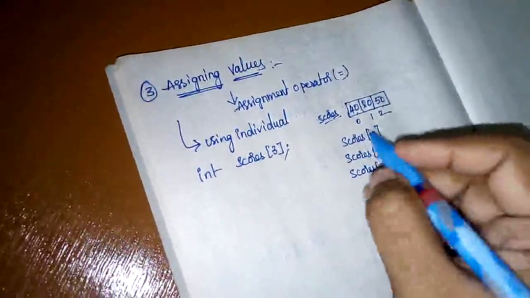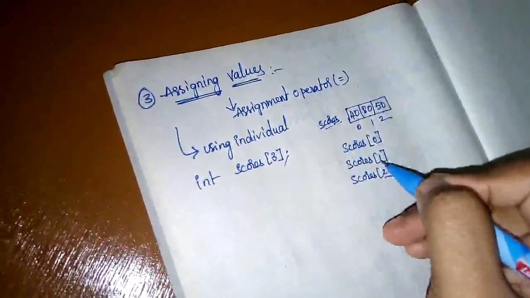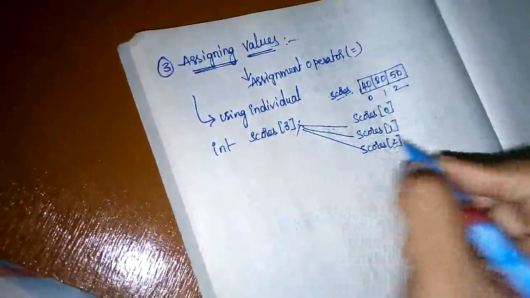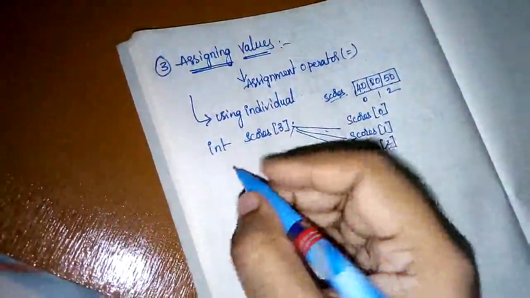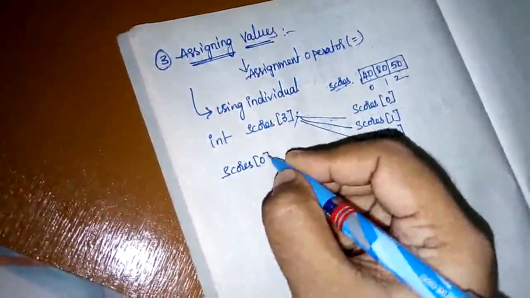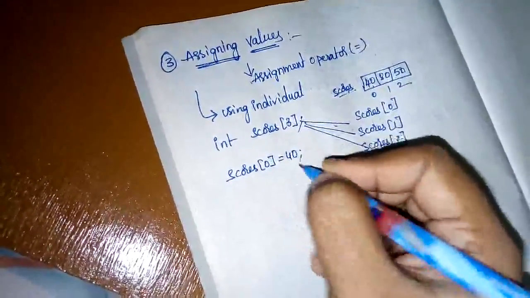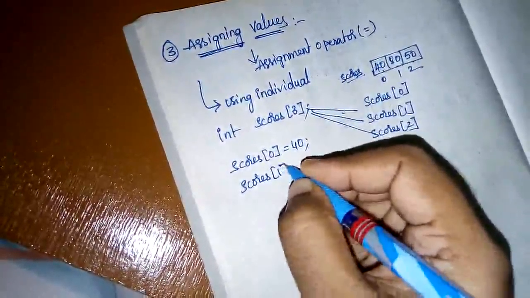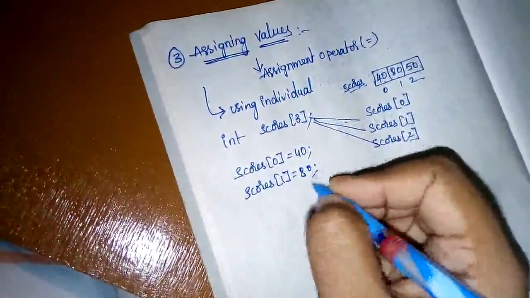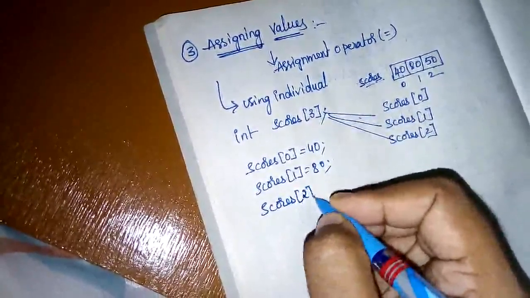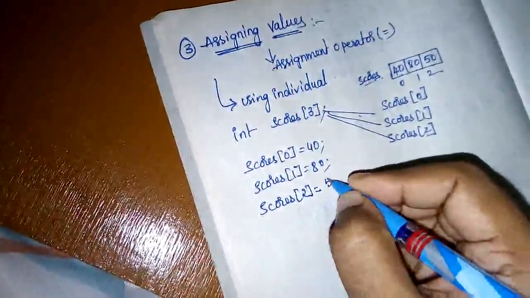If you want to assign values to each individual element of this array, it could be assigned as scores of 0 is equal to 40, scores of 1 is equal to 80, and scores of 2 is equal to 50.